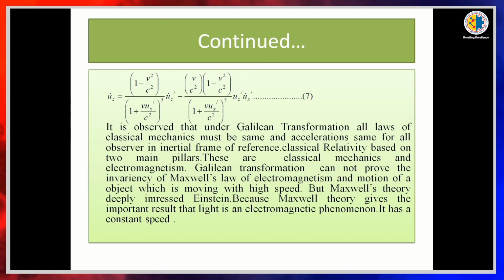It is observed that under Galilean transformation all laws of classical mechanics must be the same, and acceleration is the same for all observers in inertial frames of reference. We discussed already that all laws of mechanics are the same. Laws of mechanics are based on Newton's first law, second law, and third law. Especially, Newton's second law is F = ma, and it is invariant under the Galilean transformation. Like this we can prove the first law and third law.